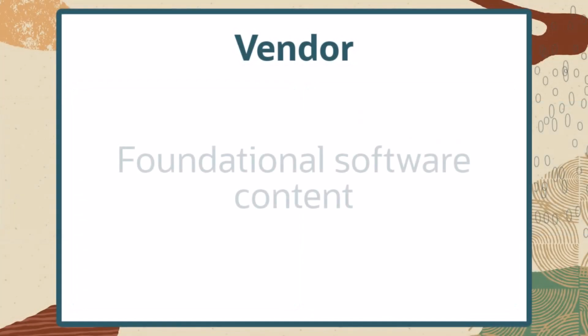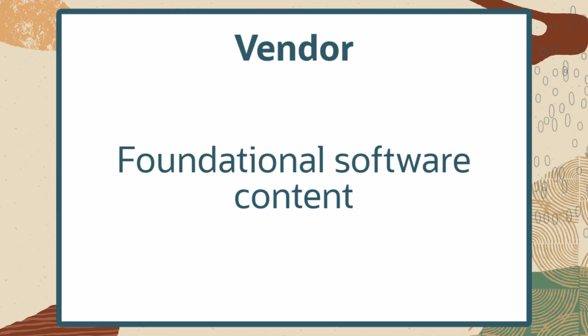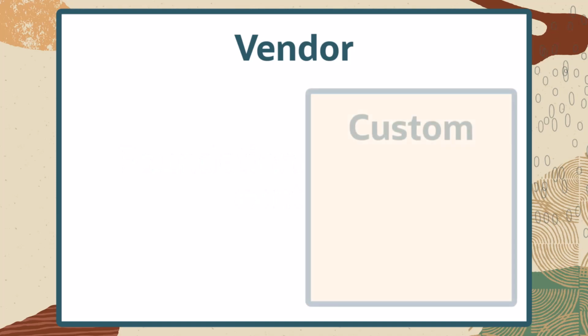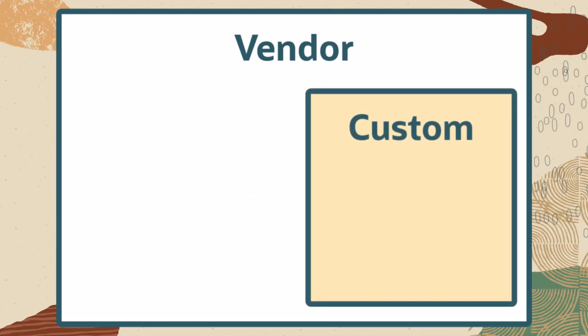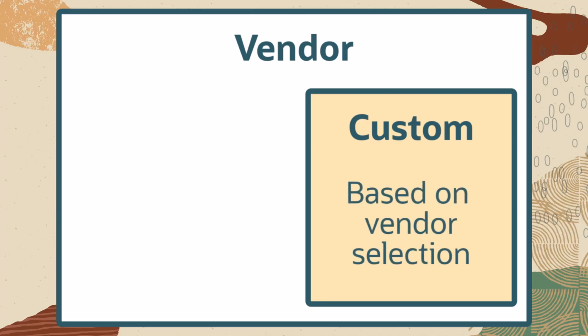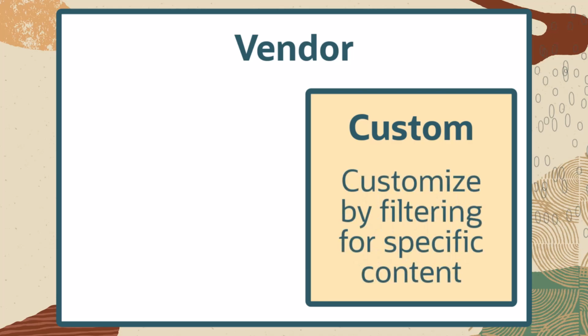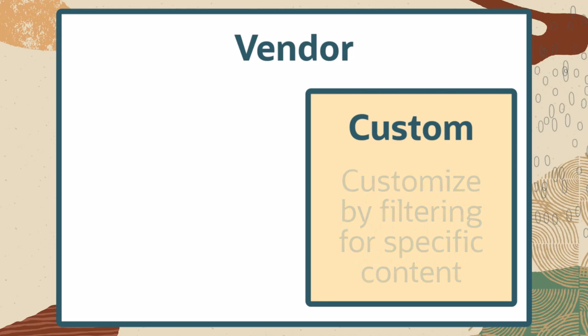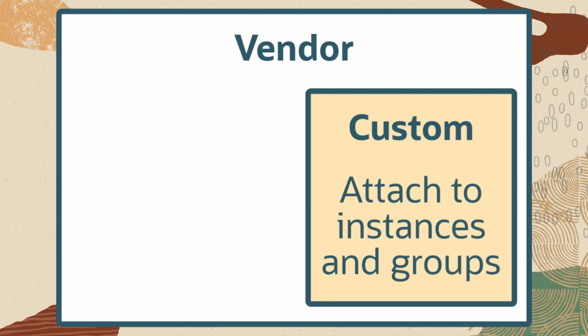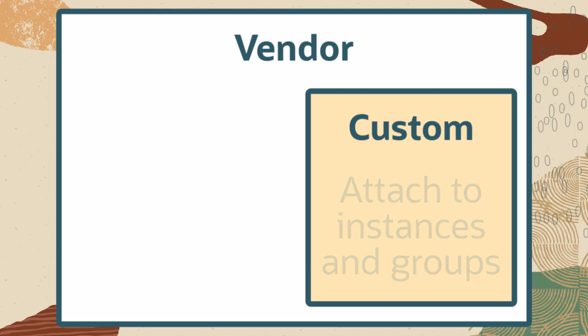A vendor software source is a repository of content provided by the OS vendor. Vendor software sources are a foundational software source type in that they form the basis of content that's available to the instance managed by OS Management Hub. A custom software source is a software repository that you create with curated content. You select vendor software sources to use as a base and then create filters to refine the set of packages and modules the software source contains. You can attach custom software sources to instances and groups.